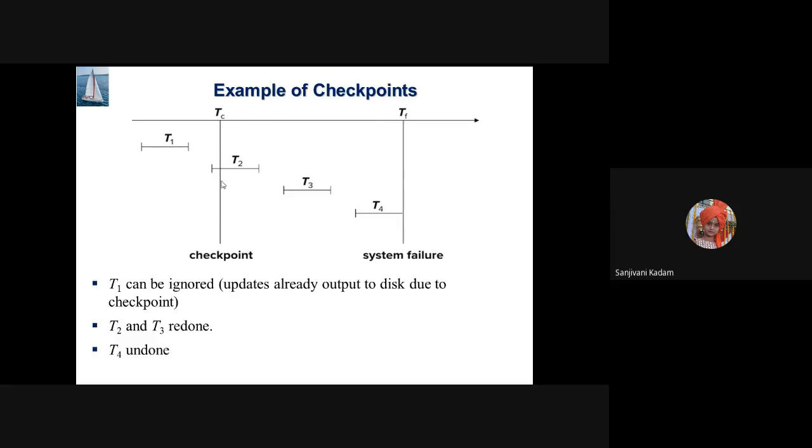And here is the checkpoint. Whatever the previous changes are, those are already reflected, and in this case it will ignore the T1 transaction. And as there is no commit record for T4, as T4 is not completed at the time of failure, it will undo or roll back T4.